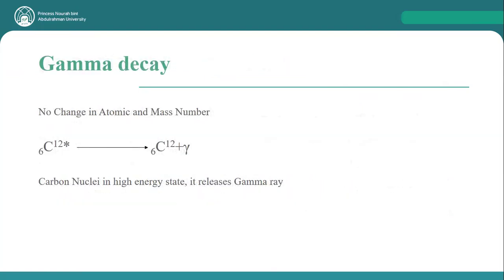Gamma decay. In gamma decay, there is no change in atomic and mass number. For example, here, the carbon C-12 6 nucleus is in a high energy state. It drops, or moves, to the ground state and releases gamma rays.